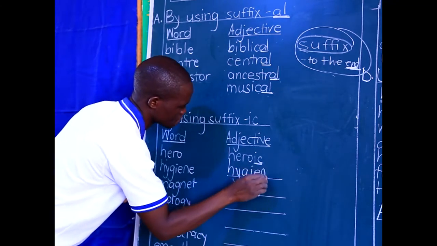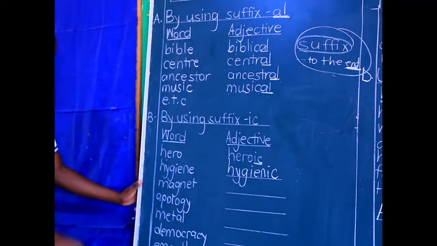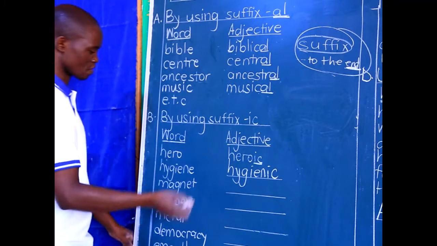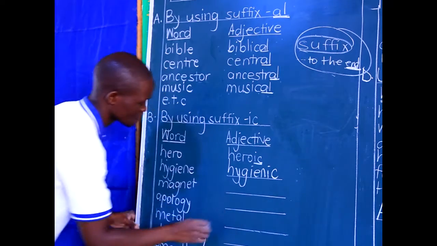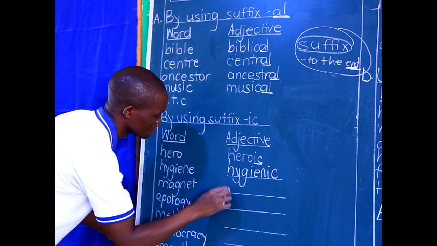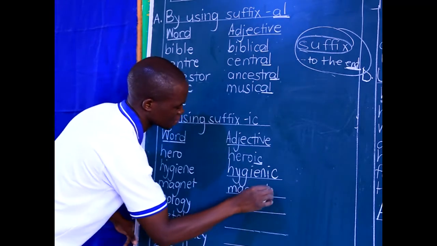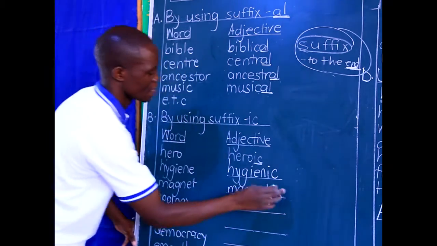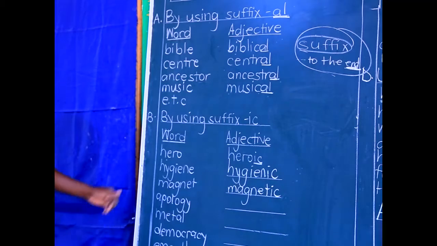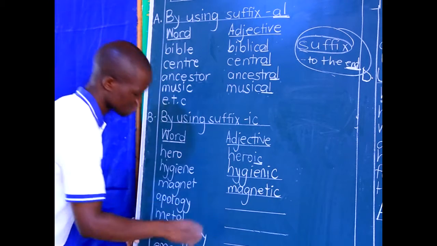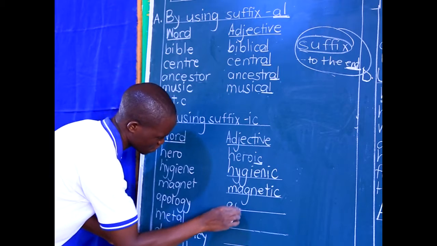Hygienic is our adjective. Next, we have magnet, which I believe anyone can form. Magnet plus the suffix the teacher has given you, IC, forming the adjective magnetic. We have the next word as apology in this list, which changes to apologetic.